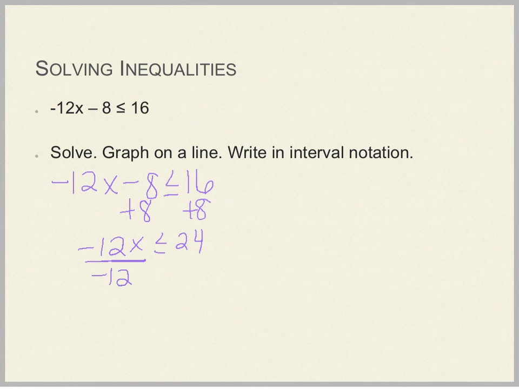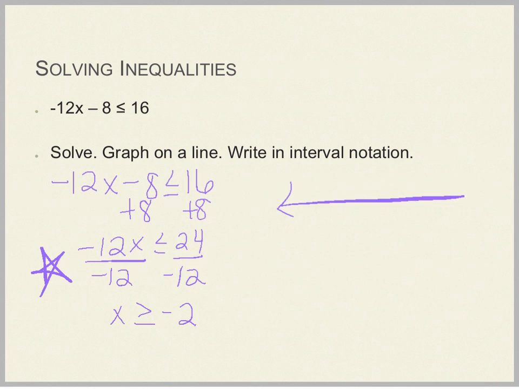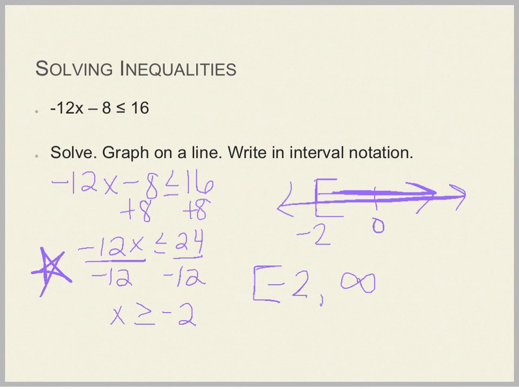I'm then going to divide by negative 12, remembering my rule that when dividing by a negative, you must reverse the inequality sign. And so I have x's are greater than or equal to negative 2. Looking at this on a number line, I'm looking for numbers greater than negative 2 and equal to negative 2. So I'll be using a bracket, negative 2 to positive infinity, parentheses.